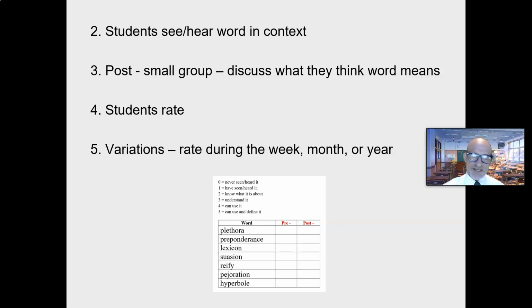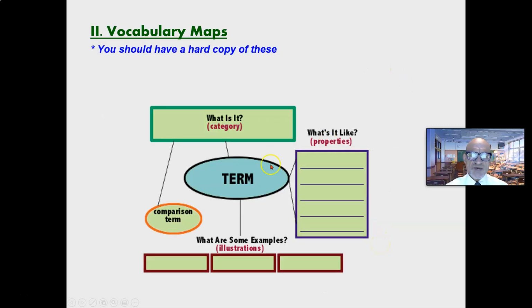And after the lesson, or after reading in small group, you want students to meet to discuss what do you think the word means, and then students rate their level of knowing, and hopefully the numbers go up. Variations of this, of course, is to rate the word during the week, during the month, or during the year. You don't have to do pre-post, but it just gives you a sense and them a sense of their level of word knowledge. Pre-post. Vocabulary rating. Adopt and adapt all these strategies.